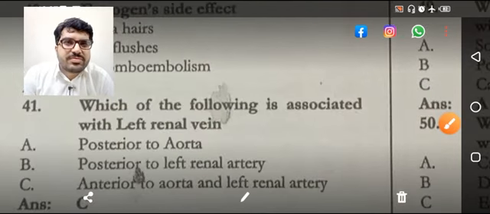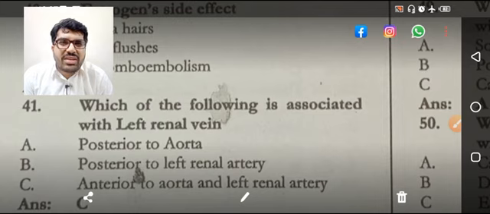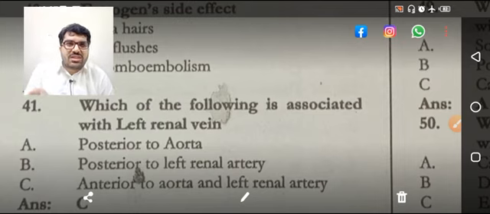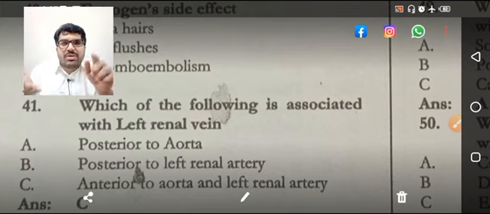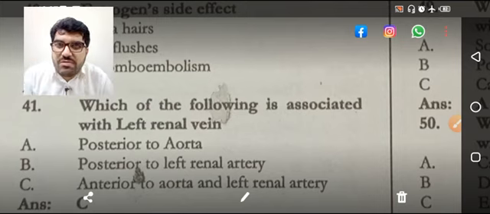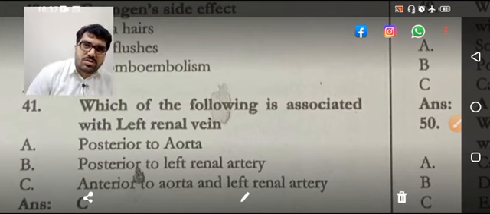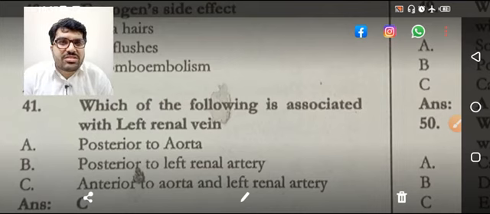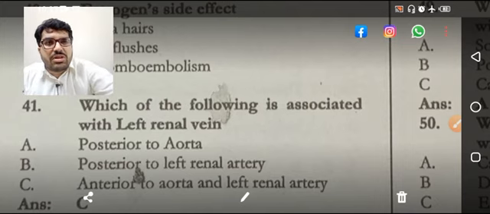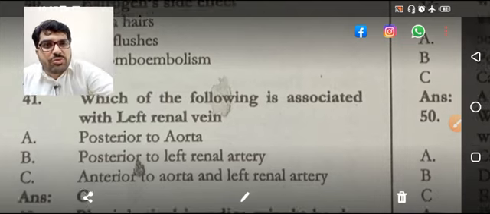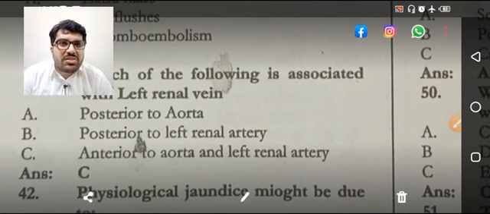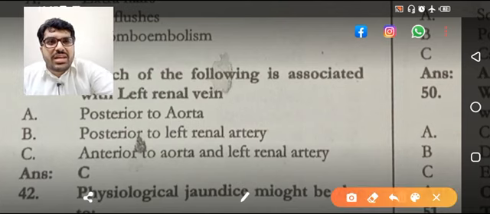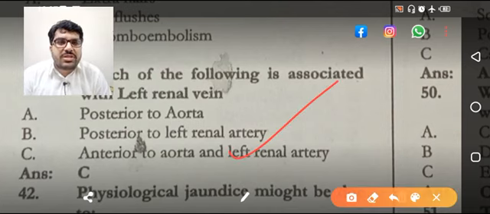Coming next, how can it cause acne? The mechanism is the same, just like PCOS. Whenever there is an increase in estrogen, it inhibits the FSH. So actually you are having a disturbed LH to FSH ratio. A disturbed LH to FSH ratio can cause PCOS, and that indirectly can give you this. Which of the following is associated with the left renal vein? The answer is anterior to the aorta and left renal artery.